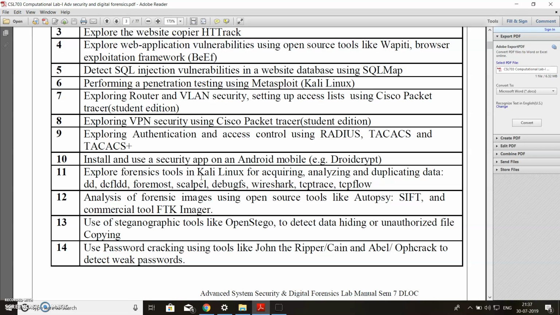That is, we have to maintain a chain of custody of the evidence until we reach the court of law to produce it as an evidence against the perpetrator or against the attacker. So experiment numbers 11 to 14 will focus upon the various forensic techniques, forensic tools which are used in the market, which are used by the various organizations to frame a case, to frame a particular evidence against the attacker. Okay. So these 14 experiments will be covered throughout this particular video lecture series.